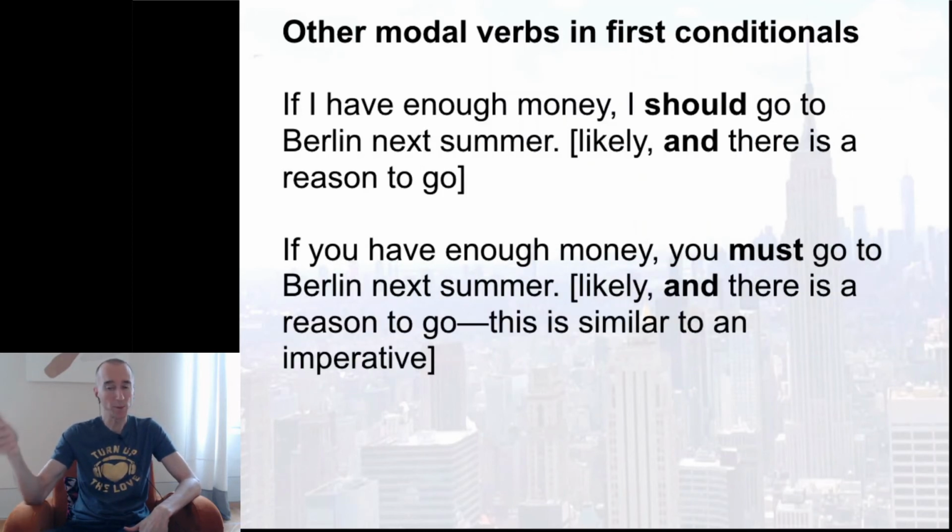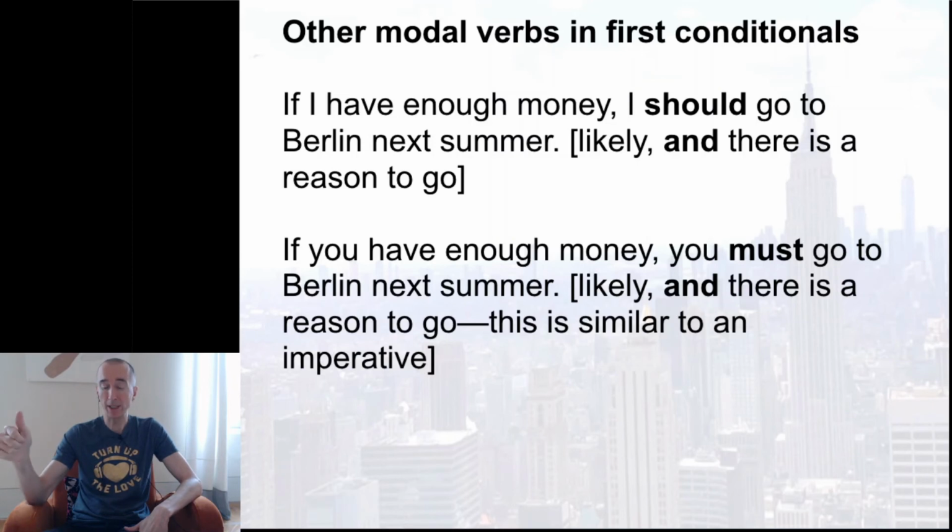All right, some more modal verbs. If I have enough money, I should go to Berlin next summer. So it's likely, and there is a reason. I should go. There's a reason for me to go.